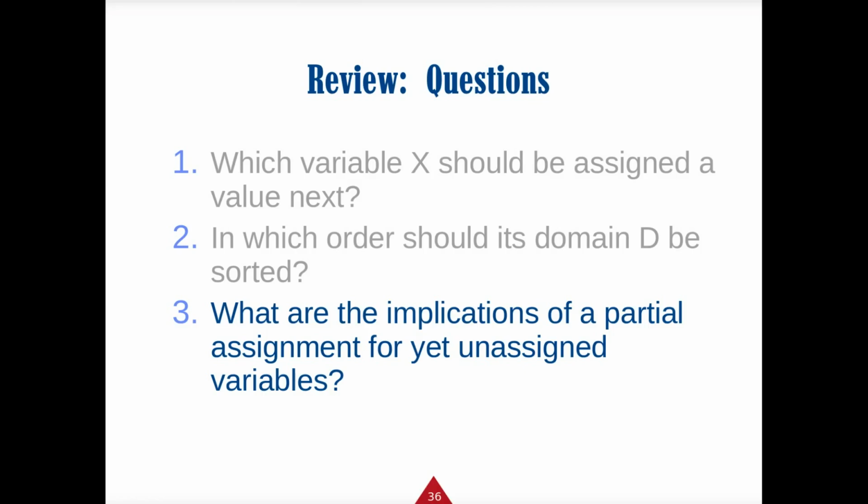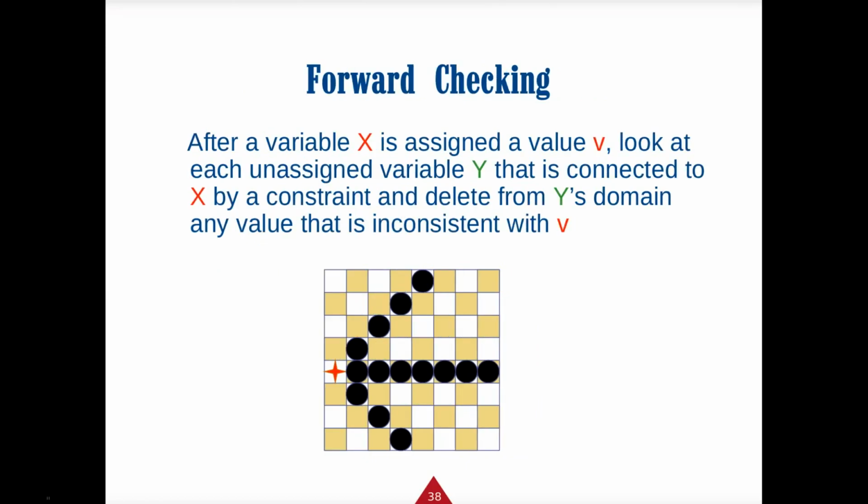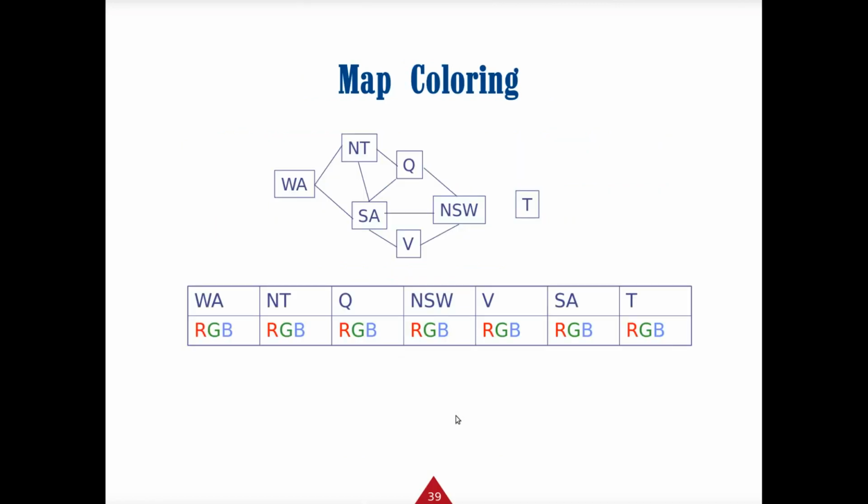Now how will we answer the third one? Constraint propagation is a process of determining how the possible values of one variable affect the possible values of other variables. And so what we do is called forward checking. After variable x is assigned a value v, look at each unassigned variable y that's connected to x by a constraint, and then delete from y's domain any value that's inconsistent. So basically it's saying, I'm going to put down x, and then see which domains for this row, this row, this row, this row are not available to it.